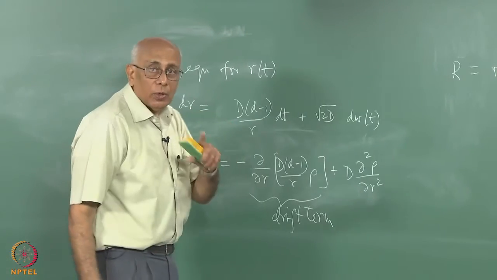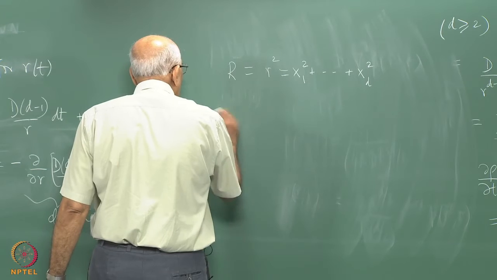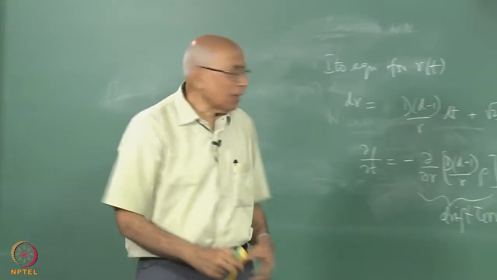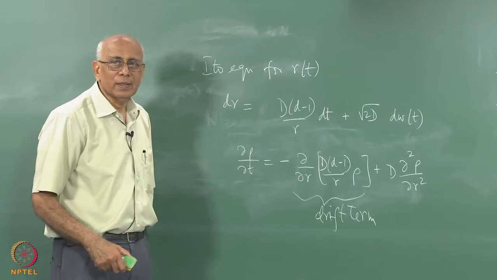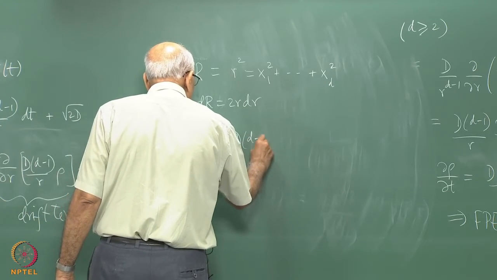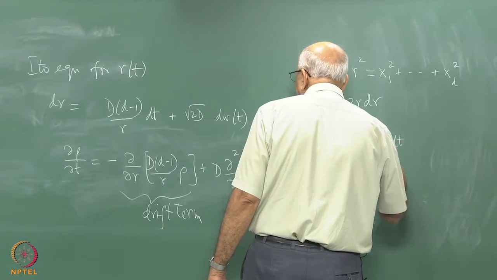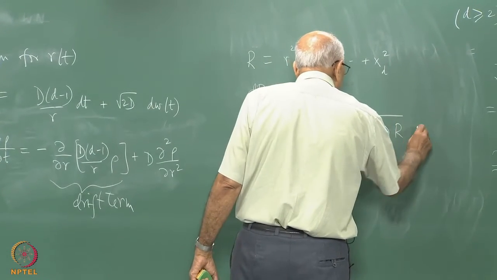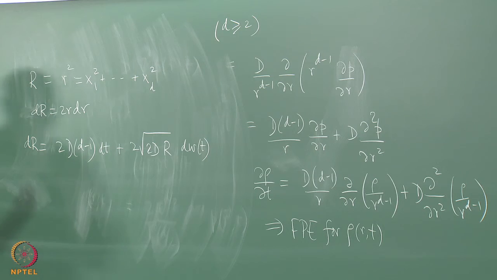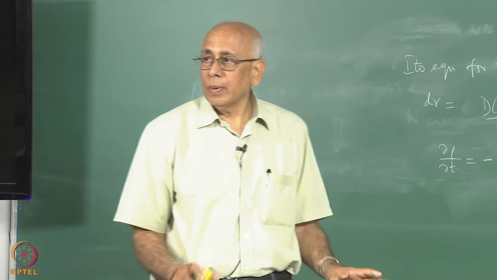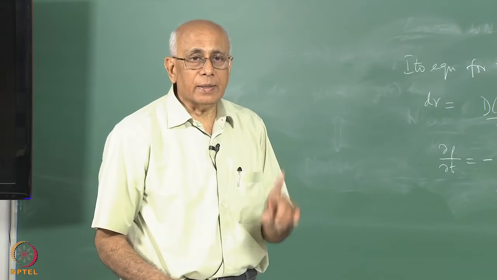Well, one possibility is to say the following. Look, this implies that dR equal to 2r dr, just differentiating. And then I put that in here. I multiply both sides by 2r, right? And then I end up with dR equal to twice d times (d minus 1). The r cancels out, and then there is a dt plus twice root 2d times little r, but that is a square root of capital R. So, dW. So, the question is, is this the Ito equation for dR? It looks very straightforward. All I have to do is to multiply this by 2r and that's the equation. That's wrong. This is wrong. It's not possible to do it this way because the Ito calculus stops you from doing this. It's incorrect to do this.